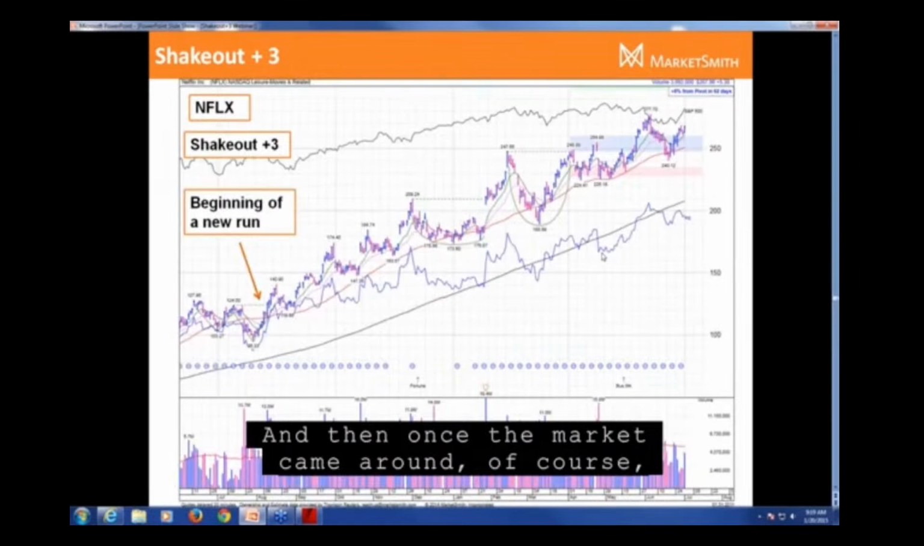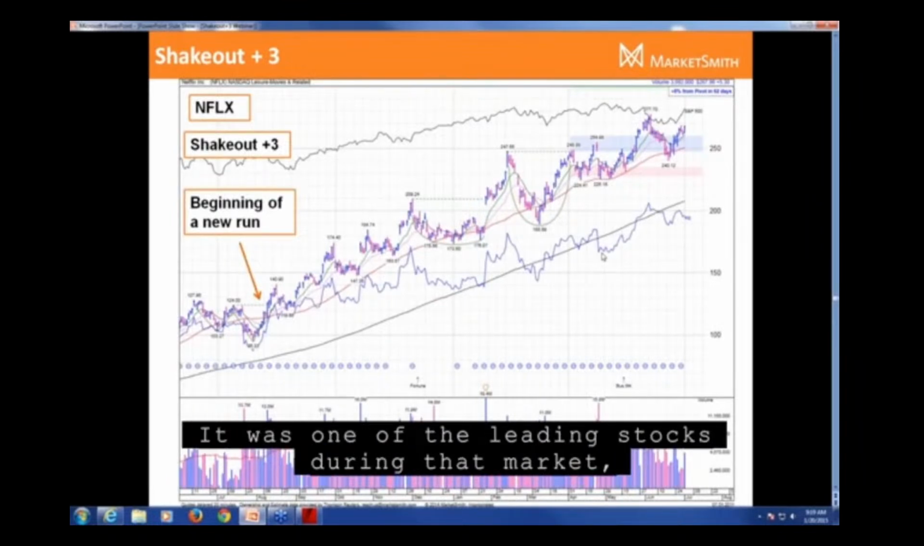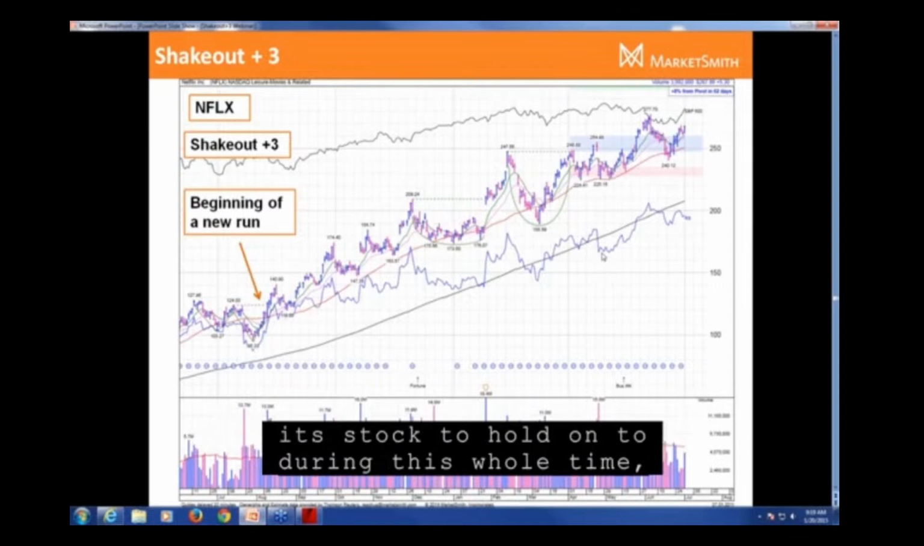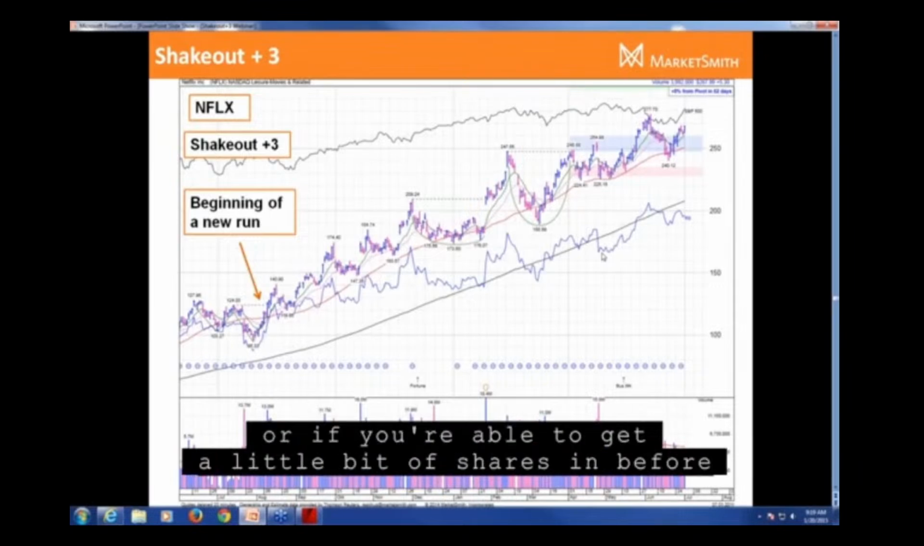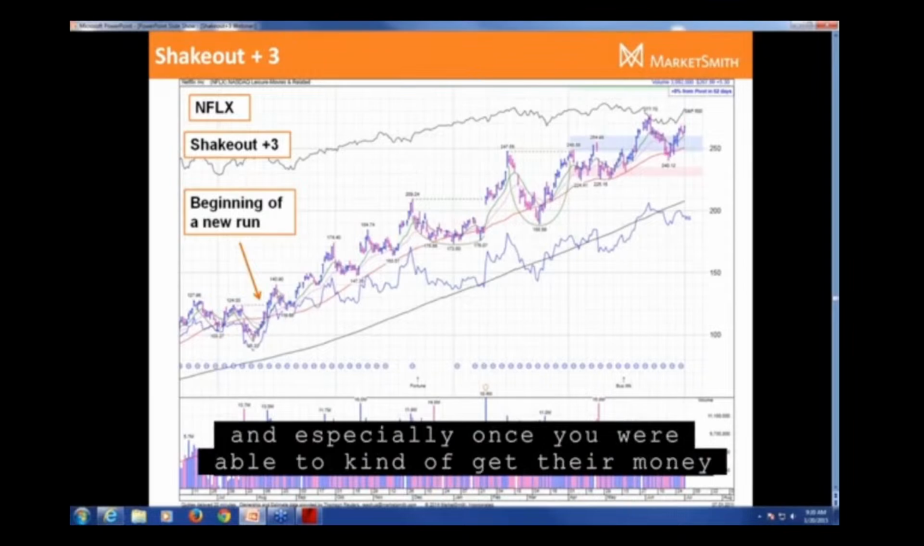And then once the market came around, of course, Netflix was one of the first stocks to lead. It was one of the leading stocks during that market, and it ended up going on this huge run. Now, this was not an easy stock to hold on to during this whole time, but it really came down to this: if you buy right, and if you're able to get a little bit of shares in at that Shakeout plus 3, you may have a better chance of holding through this volatility.